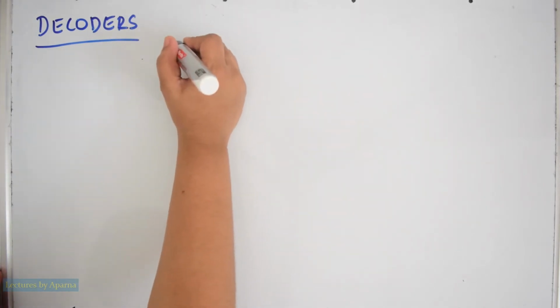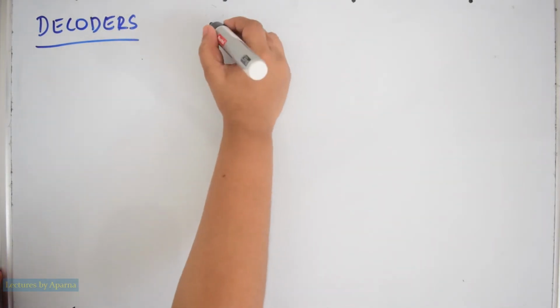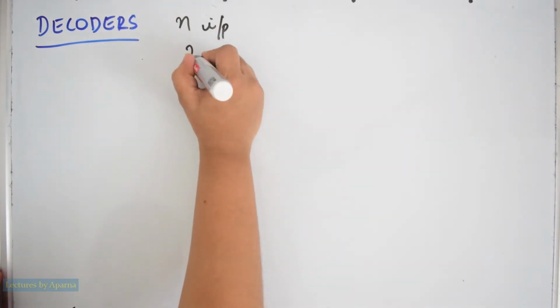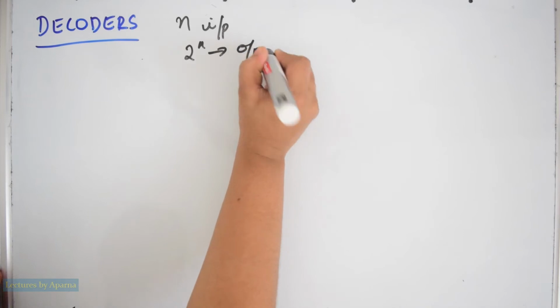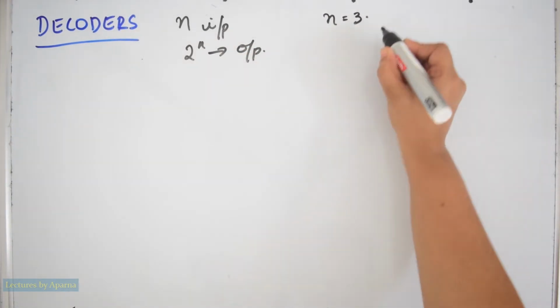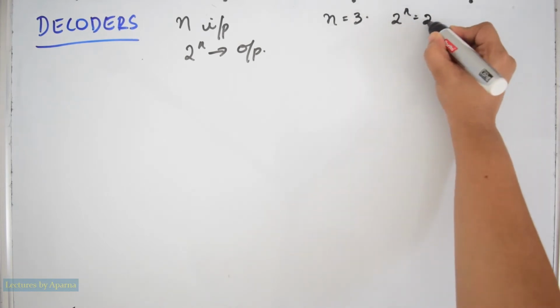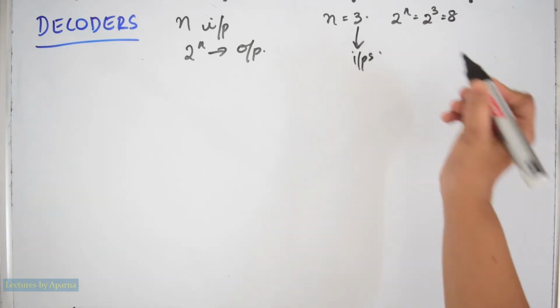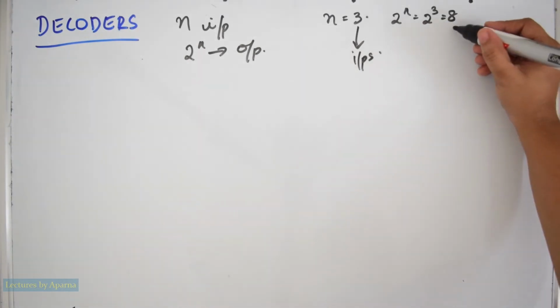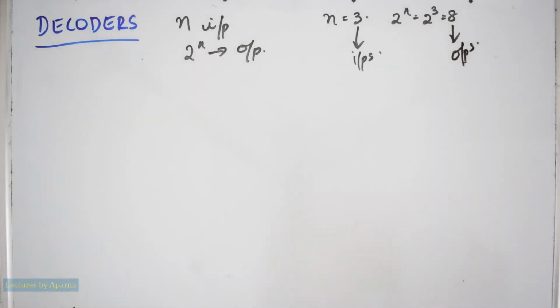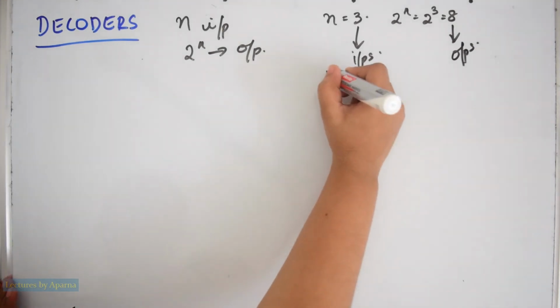A decoder converts binary information from n input lines to 2 raised to n output lines. Suppose we consider n equal to 3, then 2 raised to n is 2 raised to 3, which is equal to 8. That is, from 3 inputs it takes binary information and converts it into 8 outputs. That is what a decoder does. So let's take the case when n is equal to 3.